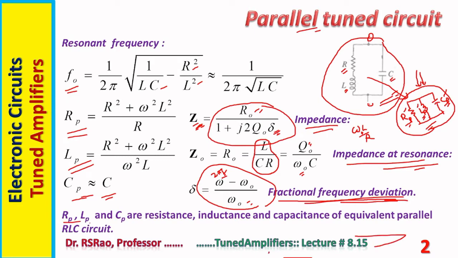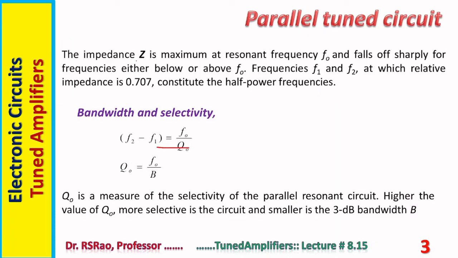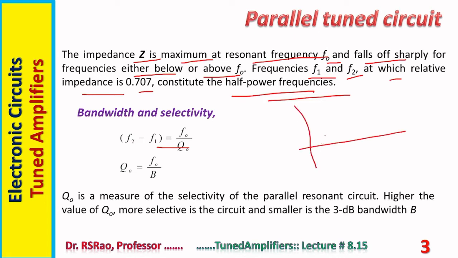Now, LP, RP, CP are inductance, resistance, capacitance of the equivalent parallel RLC circuit. Some more points regarding parallel tuned circuit. Impedance Z is maximum at resonant frequency f naught and falls off sharply for frequencies either below or above resonant frequency f naught. Frequencies f1 and f2 at which relative impedance is 0.707 constitute half power frequencies. In the previous session, we have already seen the impedance of the parallel LC circuit and the gain of the amplifier too. It varies like this.